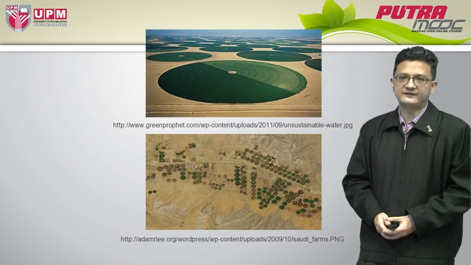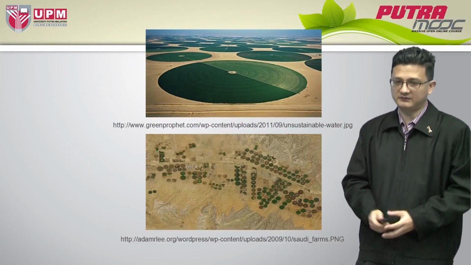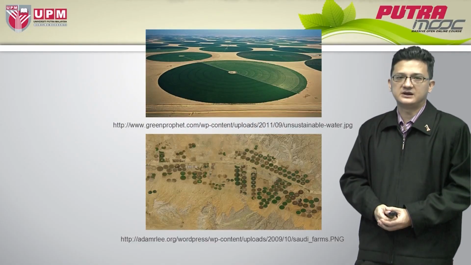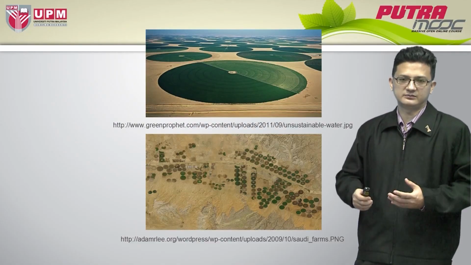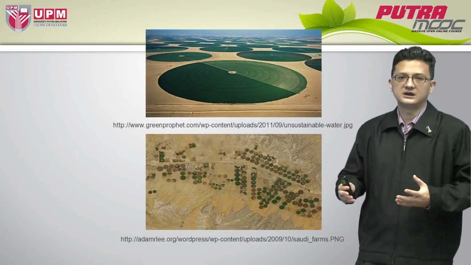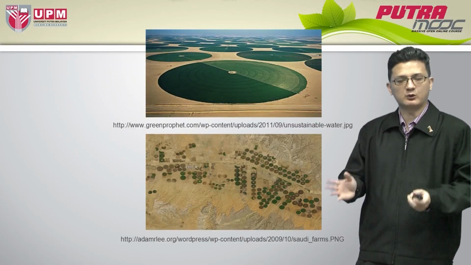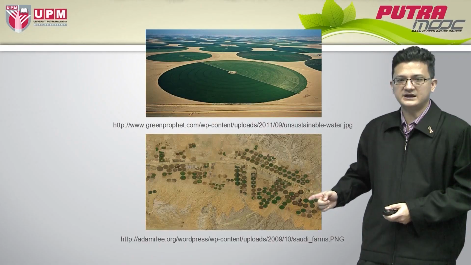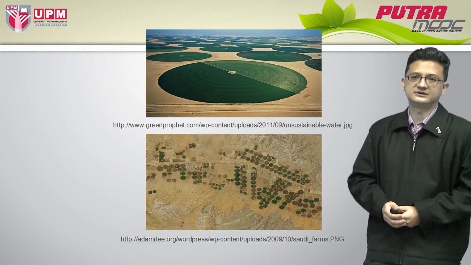So even desert farming, although water can be found, provided there is groundwater, it's not sustainable, in the meaning that it cannot continue forever. It's only for a short span. After a while, when water runs out, these green areas become brown and agriculture just stops.